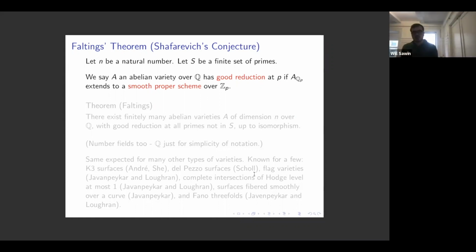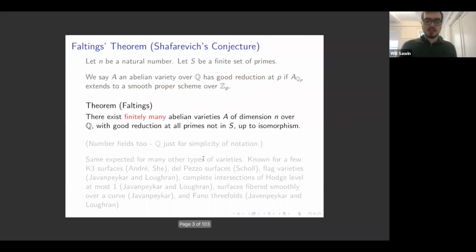And so Shafarevich conjectured what would happen if we fix a finite set of primes S, and we ask for all abelian varieties with good reduction at every prime not in S, or at least all abelian varieties of a fixed dimension n. This was proven by Faltings. He proved that there are only finitely many such varieties of dimension n over the rational numbers with good reduction at all primes not in S, considered up to isomorphism. And this is about the strongest result you could hope for.